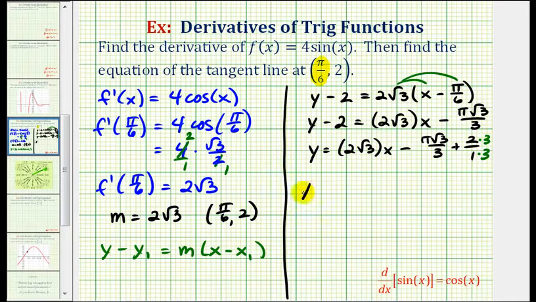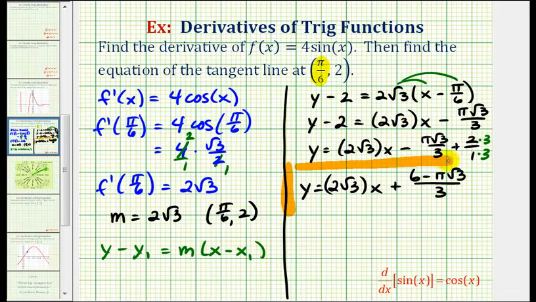So finally we have y equals 2 square root 3 times x. And then here we would have 6 minus pi square root 3 all over 3. So this would be the equation of our tangent line in slope-intercept form. Now we'll go ahead and check this by graphing the function and our tangent line to make sure this line is tangent at this point.